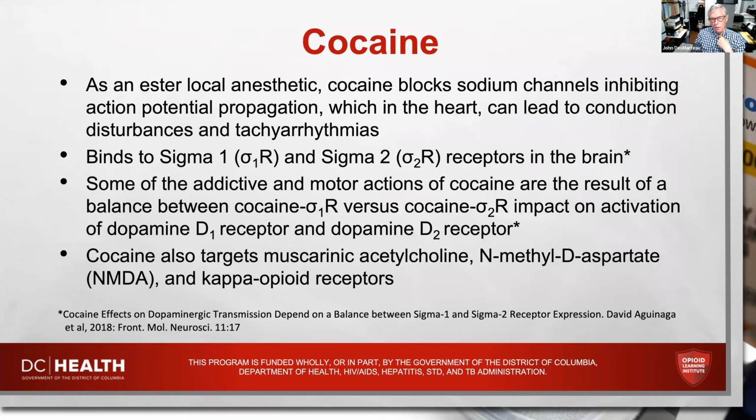Okay, cocaine. Well, cocaine is not a narcotic chemically. It's a local anesthetic, and it doesn't bind to the opiate receptors. It binds to sigma receptors and has an impact on dopamine receptors. The problem with cocaine is that because it is a local anesthetic, it can inhibit the action potential in the heart.